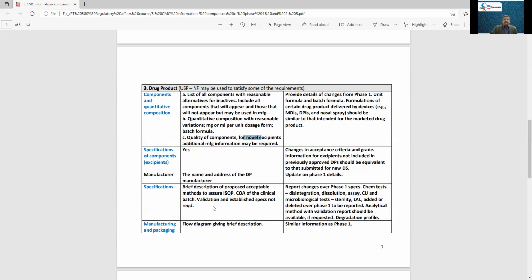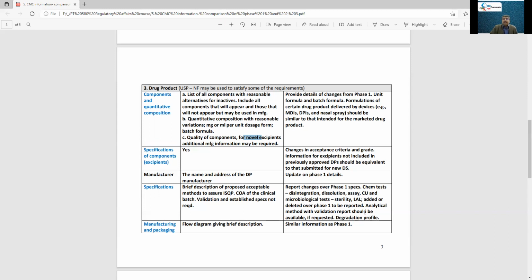So this is the difference between phase 1 and phase 2 and 3 information, that in phase 1 validation and established specifications are not required. In phase 2 and 3, you have to report changes over phase 1 specifications. Chemical tests like disintegration, dissolution, assay, content uniformity, and microbiological tests like sterility, LAL test for pyrogens added or deleted over phase 1 should be reported.